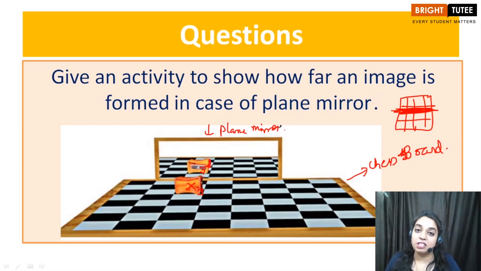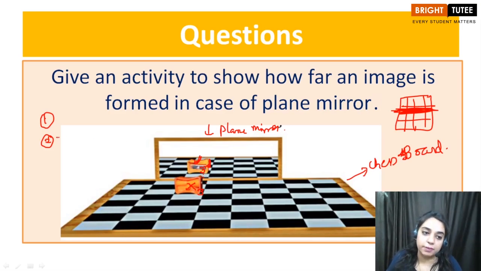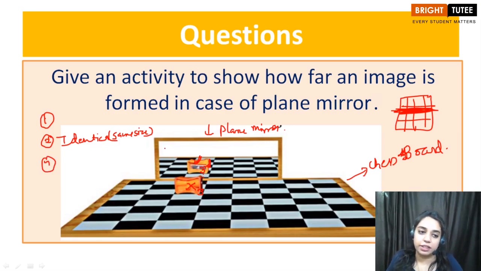So the image is formed as far behind the mirror as the object is in front of it. This is the first nature of it. Second, you will observe that the image formed by the plane mirror is exactly identical to the object. That is, it is of the same size. Also, what is the position of it? It is formed behind the mirror.